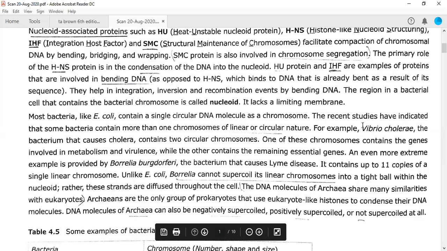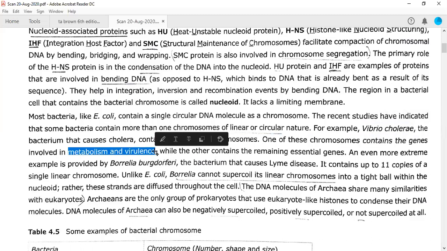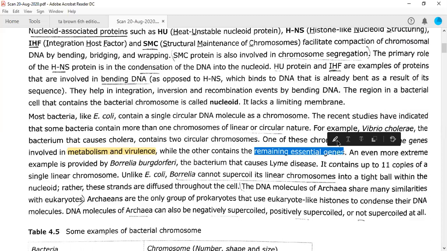Okay, so first thing we have discussed: Vibrio cholerae, the causative agent of cholera in humans, actually has two circular chromosomes. Now, what is the function of these two chromosomes? One chromosome will have genes for metabolism and pathogenesis, virulence. The other bacterial chromosome will have the remaining essential genes for survival. So it has two bacterial chromosomes with different sets of genes. One has metabolism and virulence genes, the second has essential genes for survival.